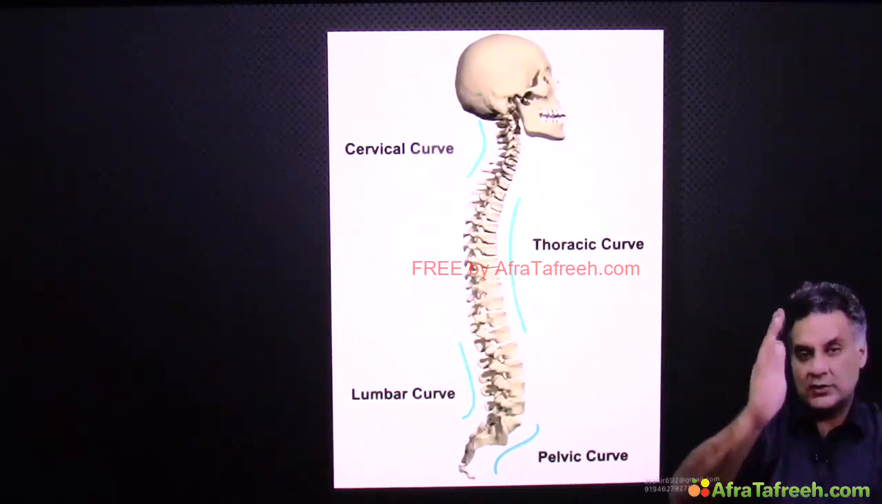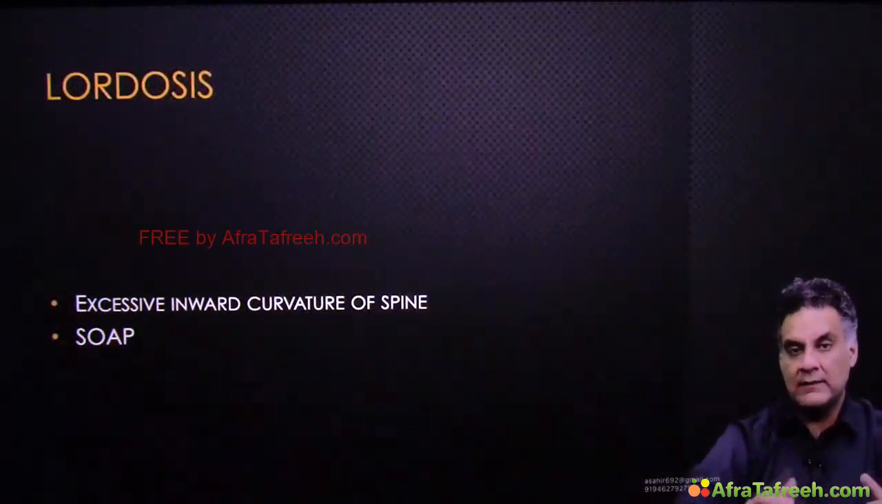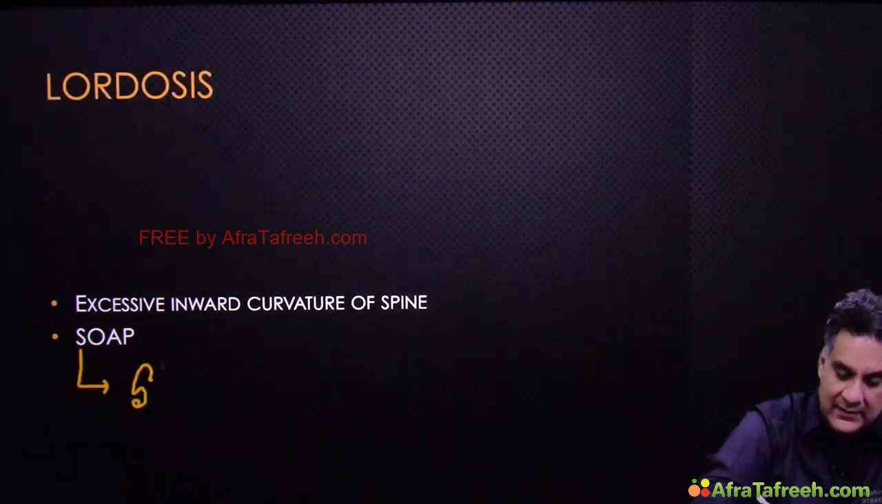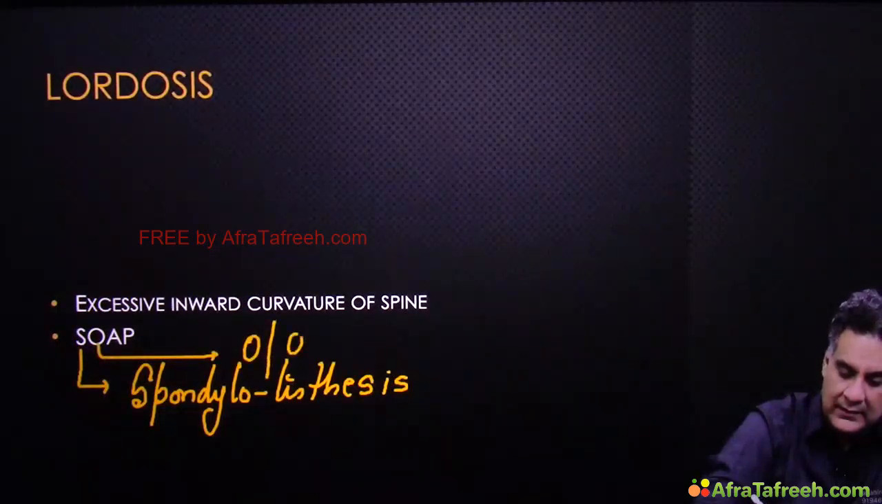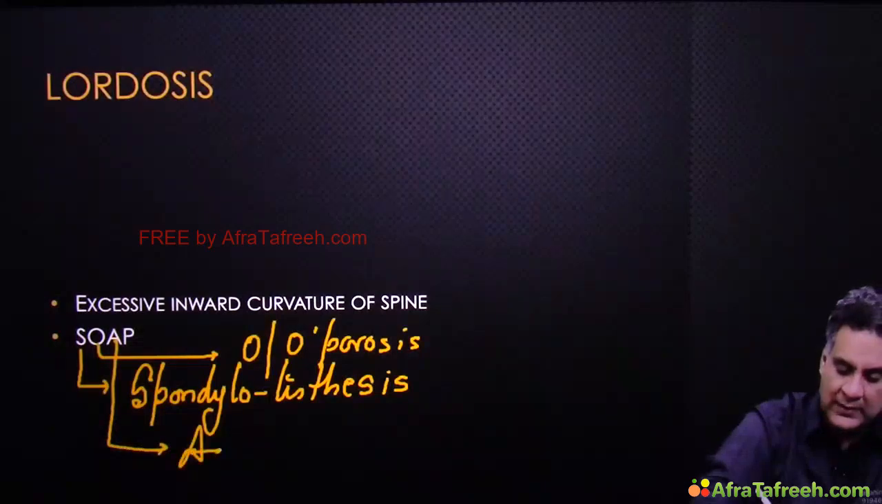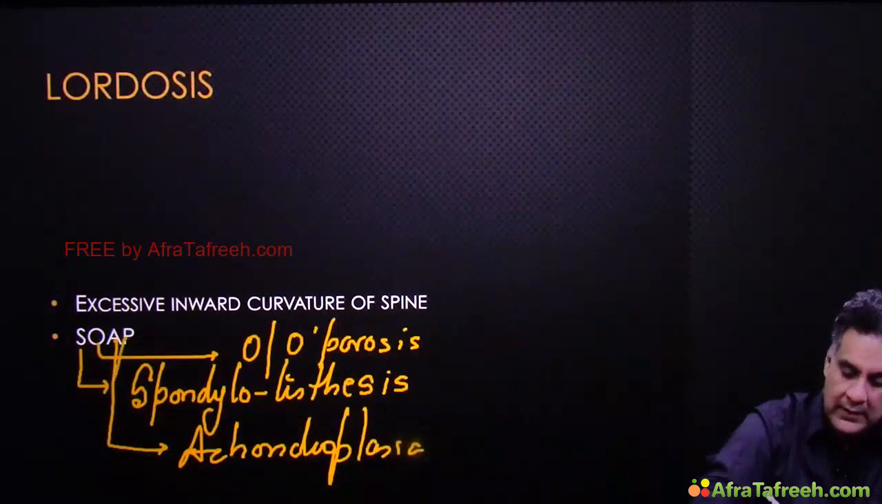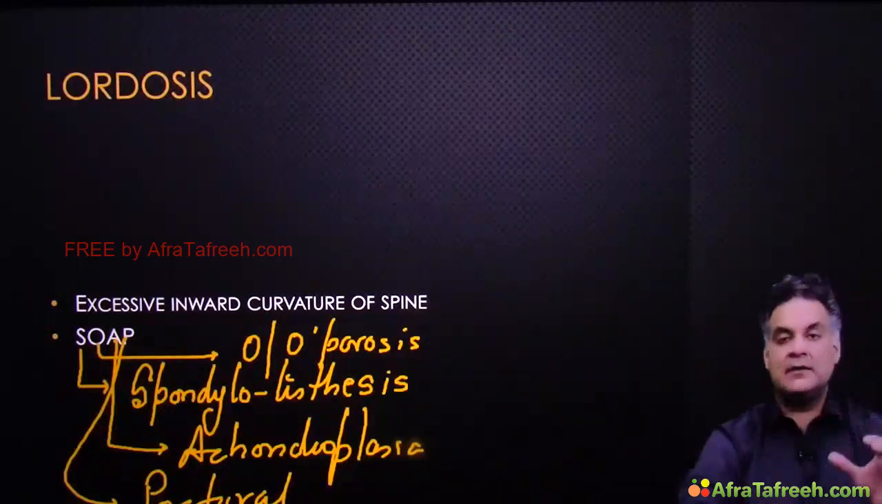The question asked, what's the normal curvature of lumbar spine? Lumbar lordosis. But when it's exaggerated lumbar lordosis, what are the causes? Remembered by the mnemonic SOAP. S, spondylolisthesis, slipping of one vertebra over the other. O, obesity and osteoporosis. A, achondroplasia. P, postural. These are the causes of exaggerated lumbar lordosis.